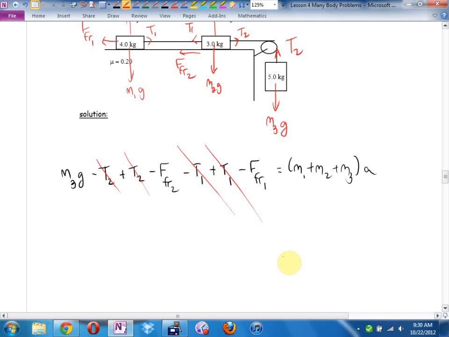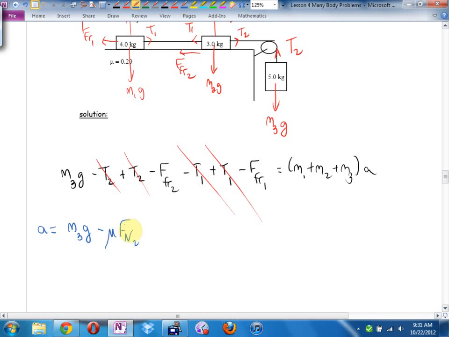I think my final equation then is going to be this. Jake, how would I get the A by itself? So let's see if we can do that. We're going to go A equals, I'm going to have M3G minus friction force 2. Friction is what times what? It would be mu times normal force 2.